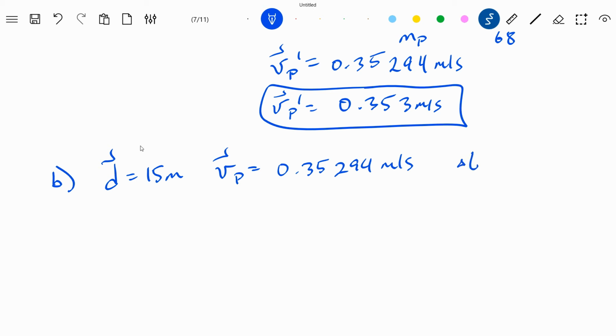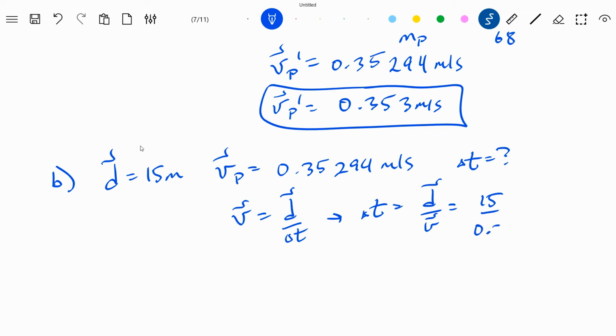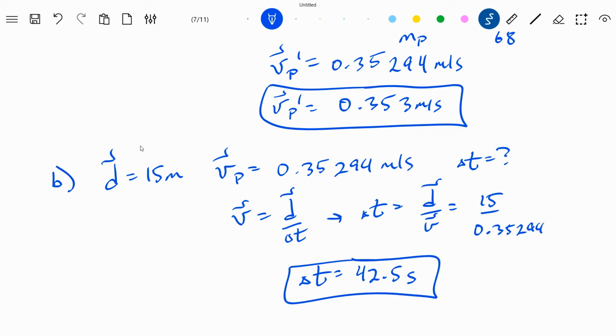So how long will that take, just moving that displacement at that velocity? Simple. Velocity is displacement over delta t. So the delta t is the displacement divided by the velocity. So that is 15 over 0.35294. And 15 divided by that is 42.5 seconds. All right, so 42.5 seconds.